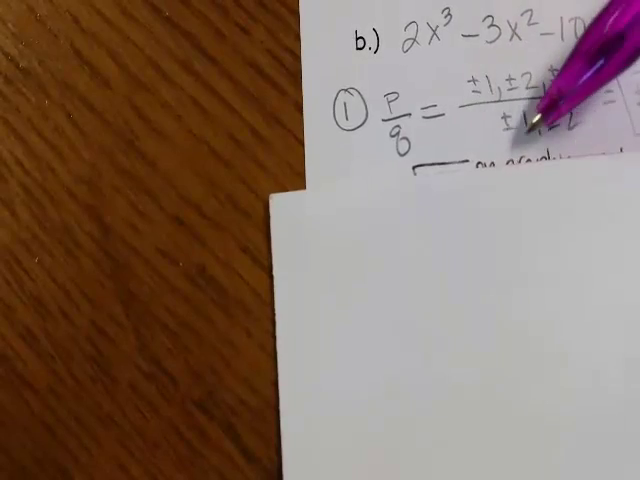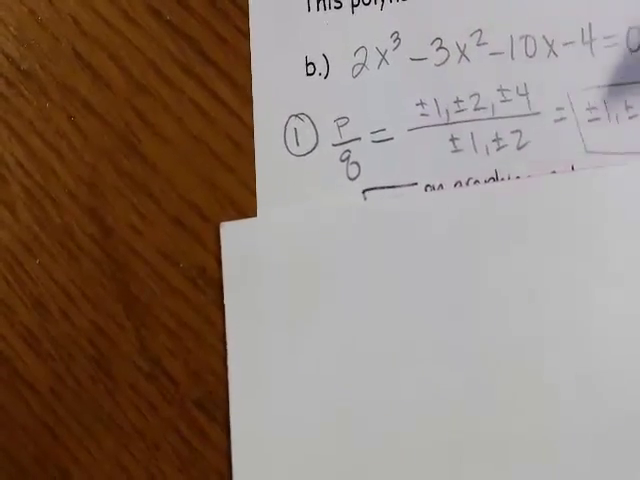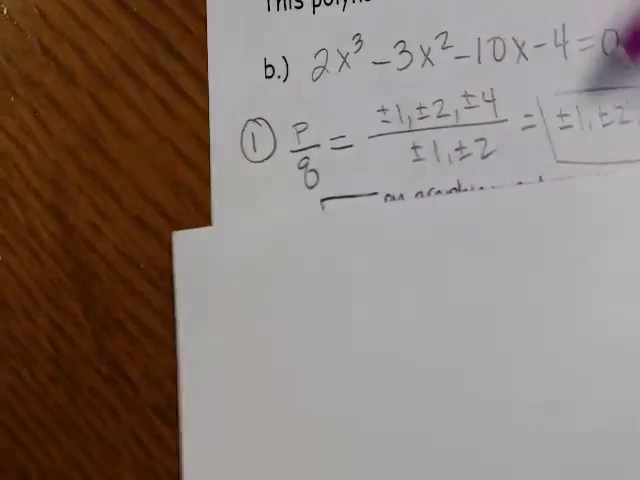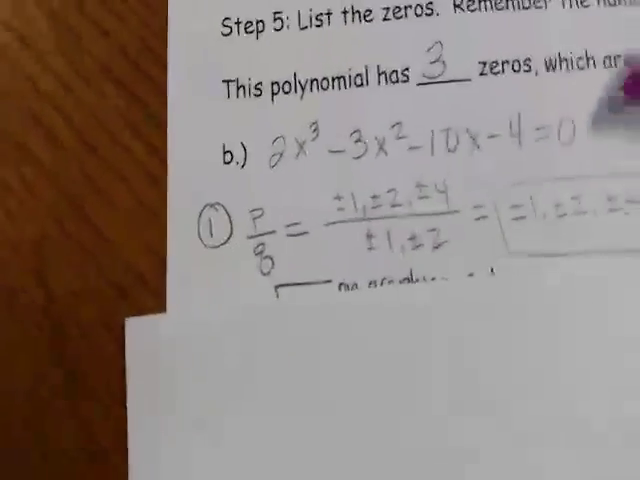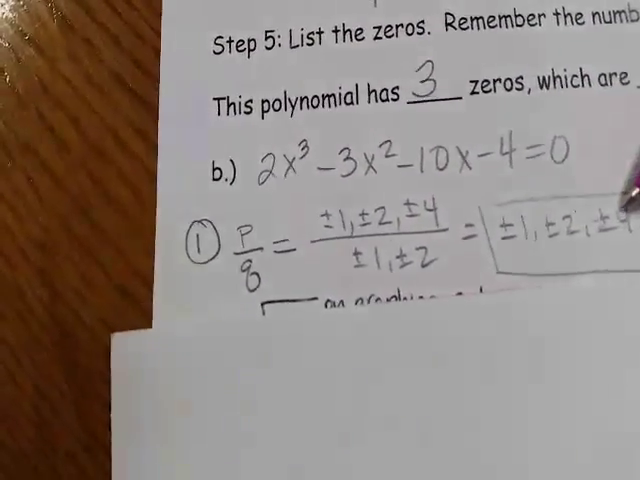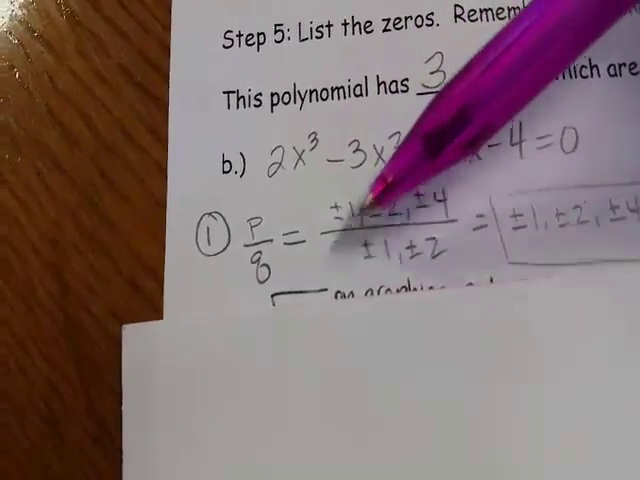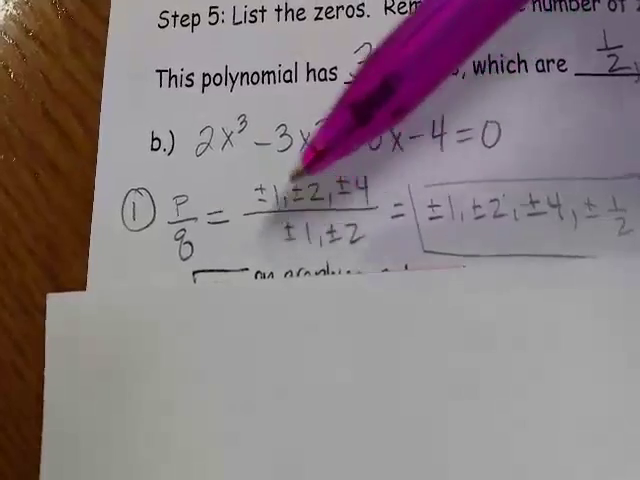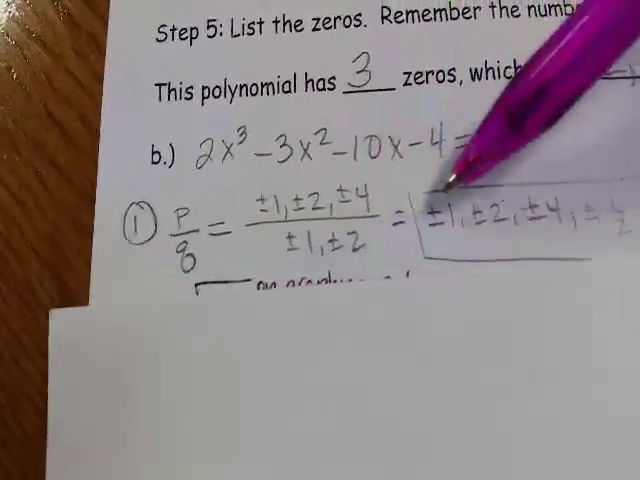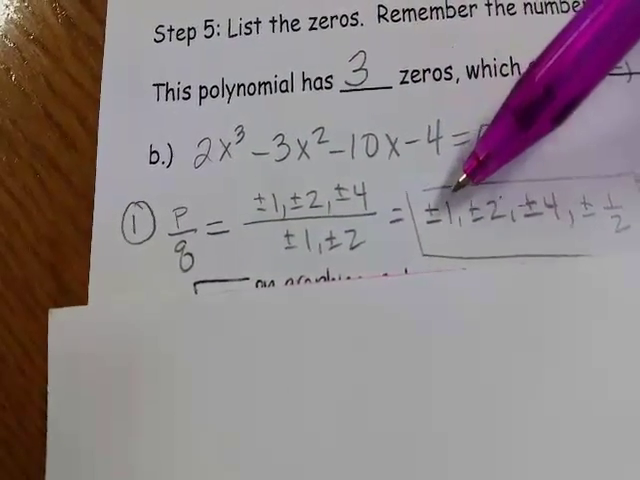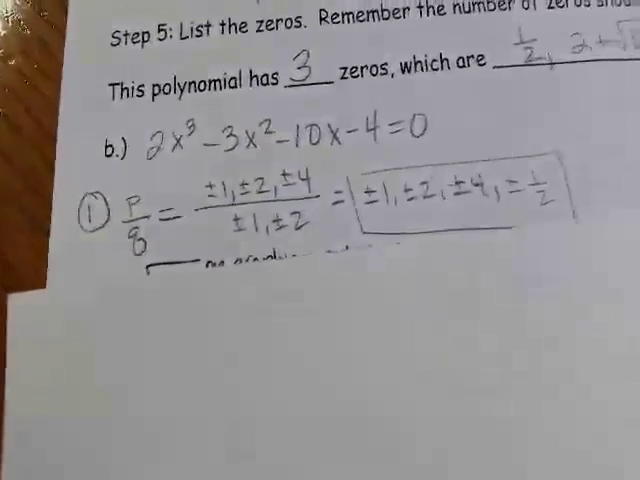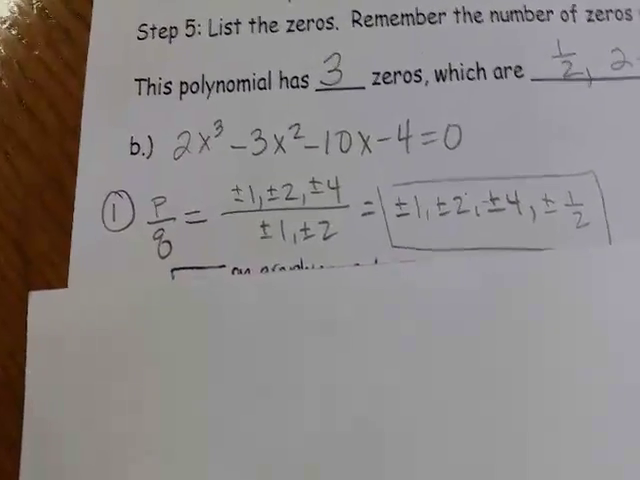So if I do 1 divided by 1, I'm going to get plus or minus 1. 2 divided by 1, plus or minus 2. 4 divided by 1 is going to be plus or minus 4. Now when I divide by 2, I'm going to go 1 over 2, which will be 1/2. And then 2 over 2, which is going to be 1. That's already on my list, so I don't need to put it on there again. 4 divided by 2, that's going to be 2, so I don't need to put that on there again either.